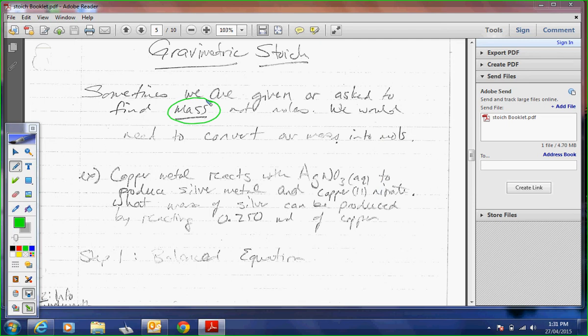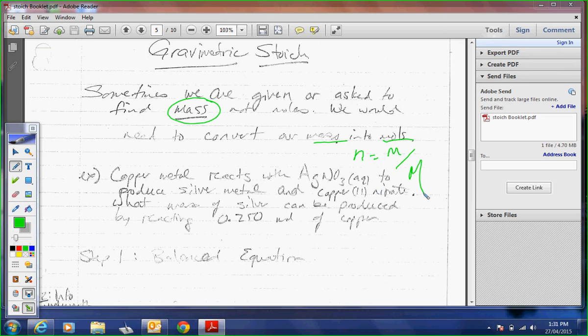So it's more likely that you're going to get a question with mass. So all we need to do is convert mass into the moles, and then we're back to what we did Thursday. So how do you do that? How do you convert mass into moles? Number of moles equals little m over big M, mass over molar mass. Now I can get the moles and I can go back to that last thing we just did.